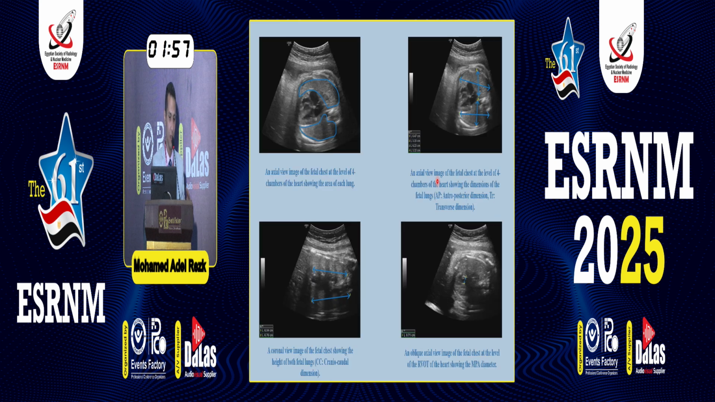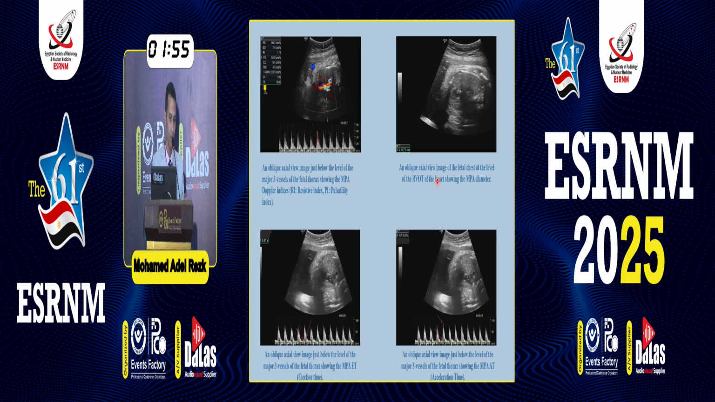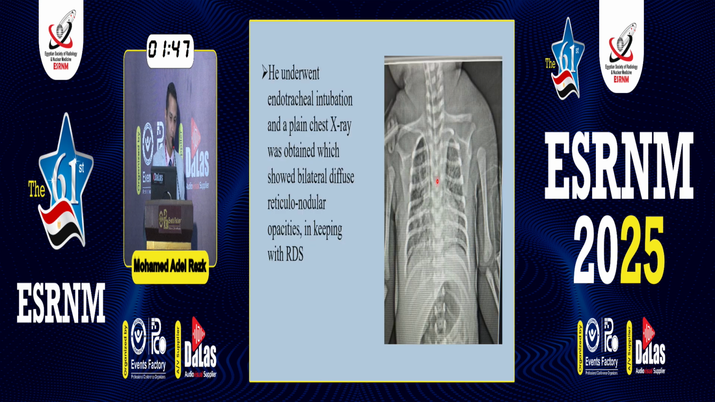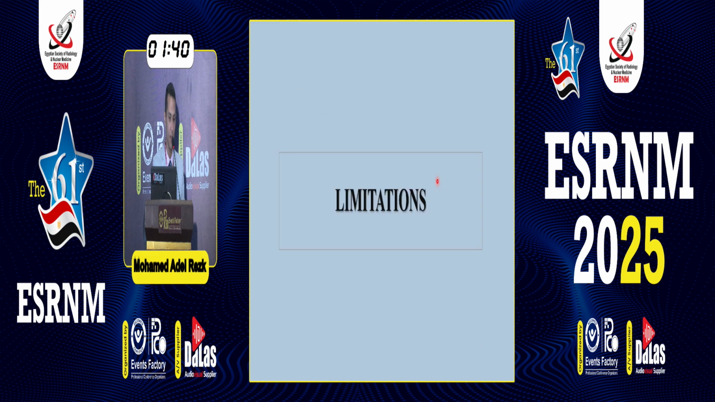Fifth case, a 38 weeks pregnant female. I'll just keep the pace up to catch the time. This fetus had a decreased lung volume and decreased pulmonary artery Doppler indices. And reticulonodular shadows are seen on the AB chest X-ray.